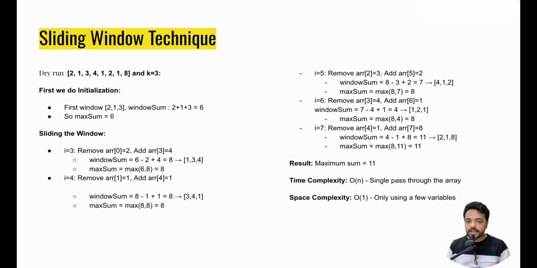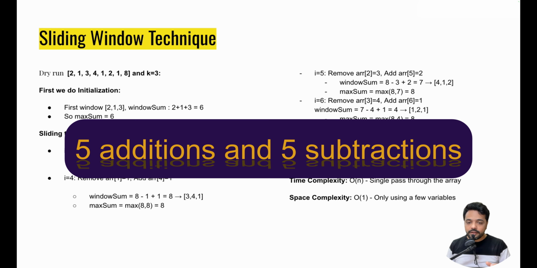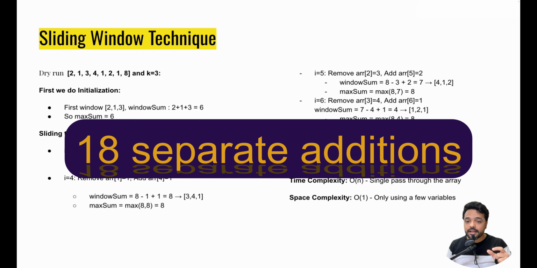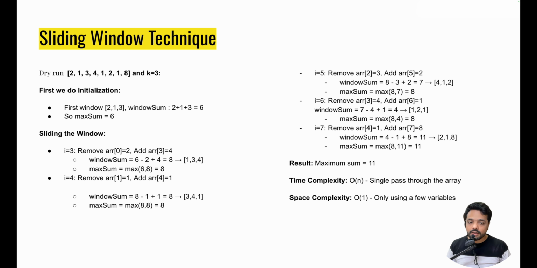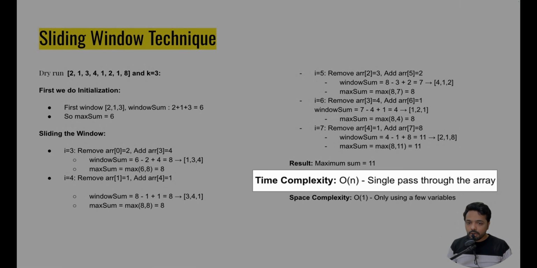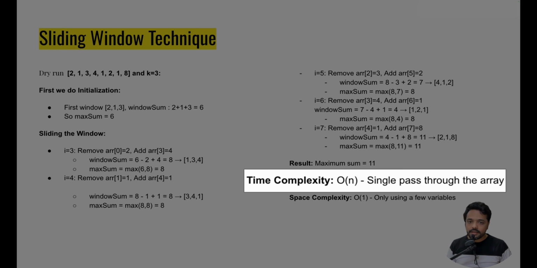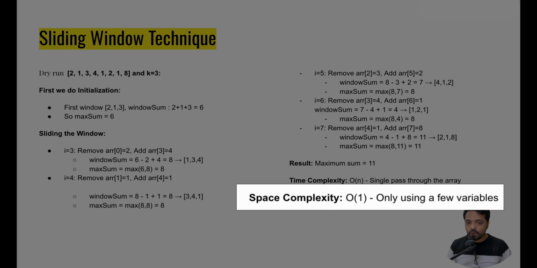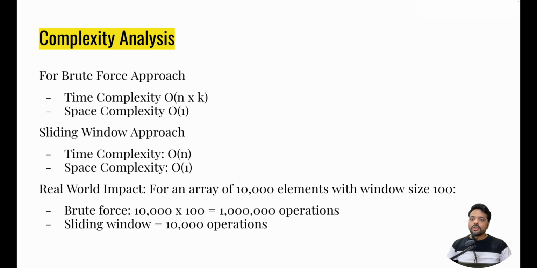See how beautiful that was. We only did 5 additions and 5 subtractions instead of calculating 18 separate additions like the brute force method. That's the power of sliding window. We reuse our previous calculations. Time complexity for this approach is O of n since it's a single pass through the array, and space complexity is O of 1 since we are only using a few variables.